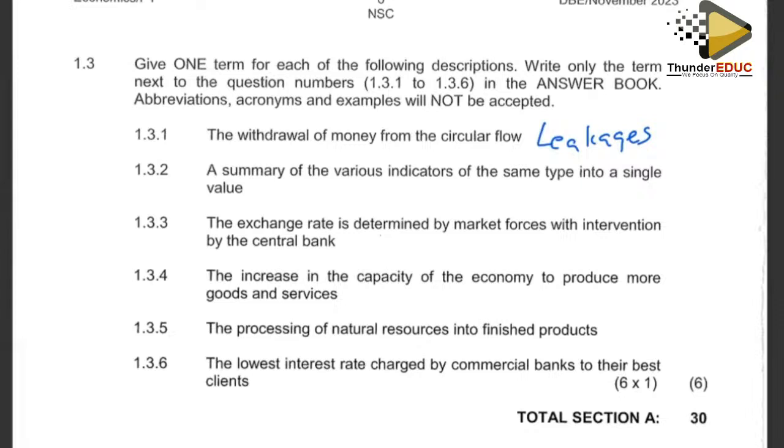1.3.2 reads as follows: a summary of the various indicators of the same type into a single value. So now if you still remember, grade 12s, the different set of the indicators that we have. Okay, before I jump into types of the indicators, let me first explain the word indicator. When you talk of an indicator under economics, we refer to a sign of where an economy is heading, or a sign of where a nation is actually heading.